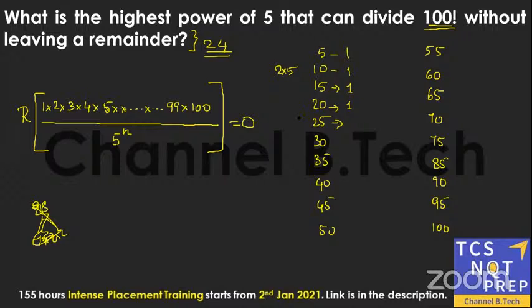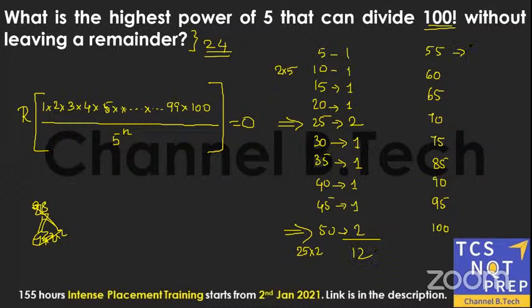But see this 25, this is very important. Multiples of 25 will have 2 5s in them, right? 25 is 5 into 5. 30 will have only 1 5, 35 will have 1, 40 will have 1, 45 will have 1. When it comes to 50, what happens? 50 is nothing but 25 into 2, which means this will have 2 5s in it, right? So when you add all these things, you will get 4, 4, and then another 12.